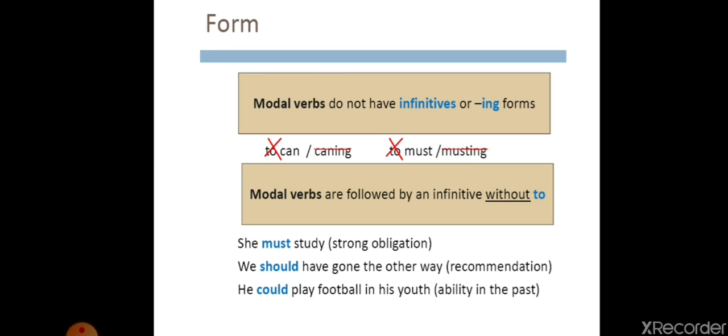Modal verbs are followed by an infinitive without to, that is, a bare infinitive. For example, she must study. This sentence shows a strong obligation, that it is our duty, our commitment. We should have gone the other way. This sentence shows recommendation, so the use of should here shows recommendation. He could play football in his youth. This shows the ability that he possessed in his past.